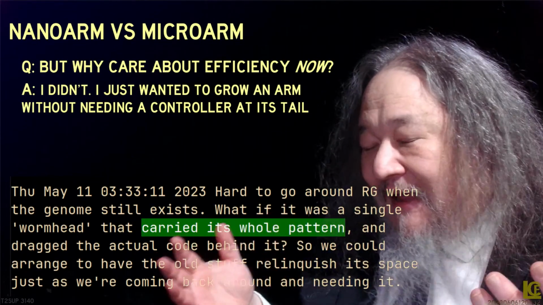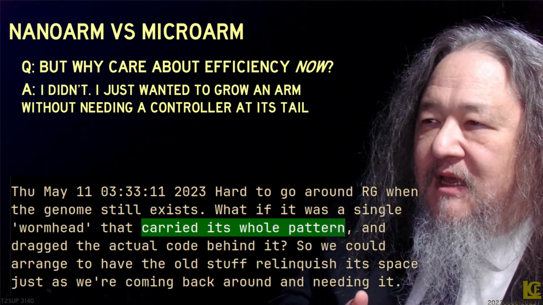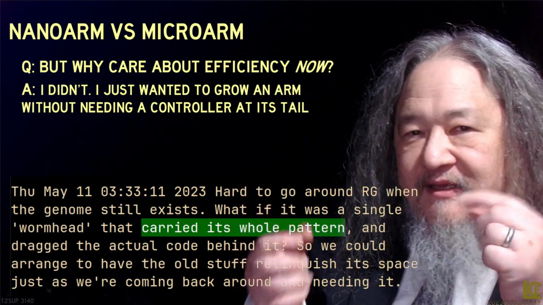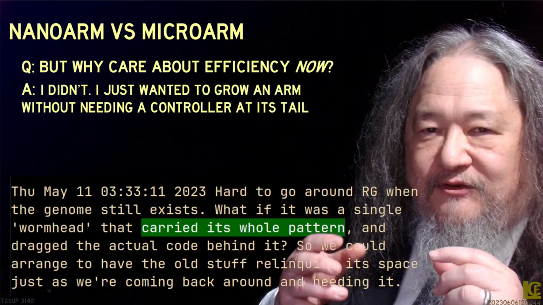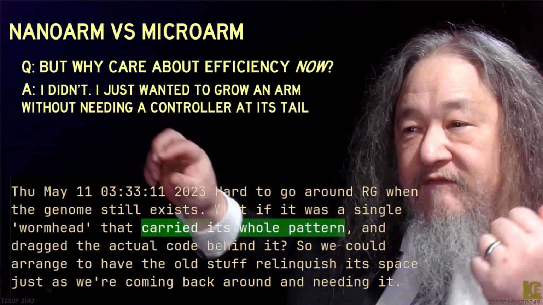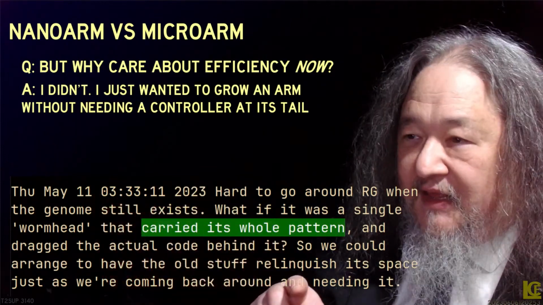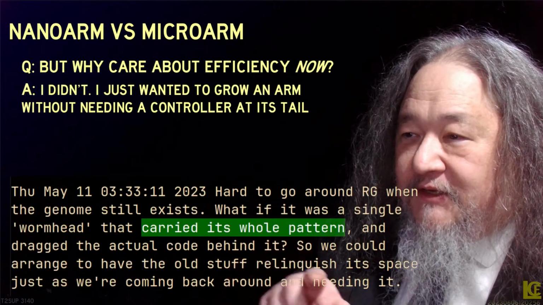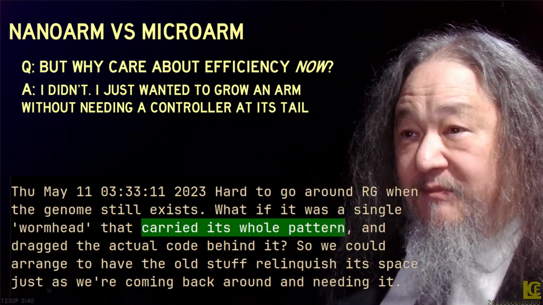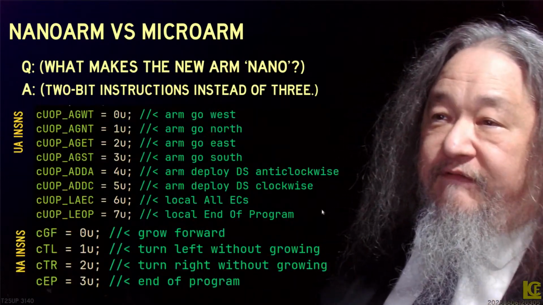And the answer is, well, I don't care about efficiency, but in the stuff I was working on this last month, I needed to grow an arm that didn't have a controller at the back end. And the easiest way to do that, or the way that I thought of to do it, was to put the program in the head so that it could just use it. What if there was a single worm head, I thought, on May 11th, that carried its whole pattern so we could actually burn up what's happening behind it and still have the program there. That was the reason I started into doing the nano arm, but it had these other effects.